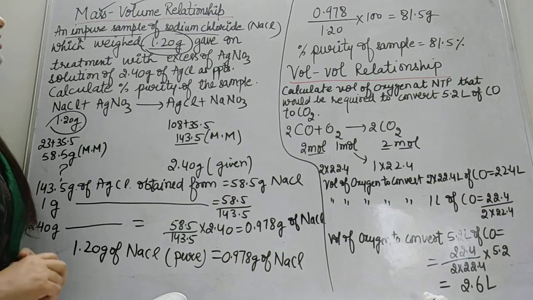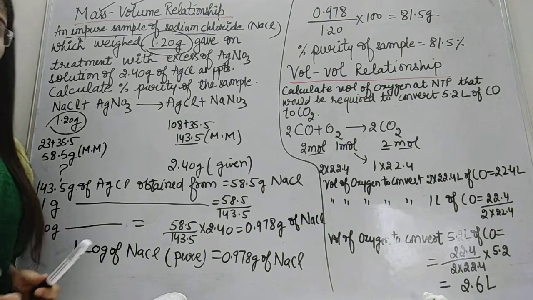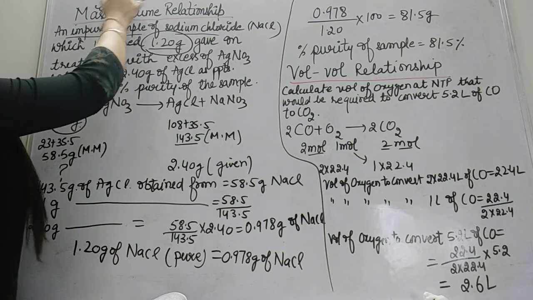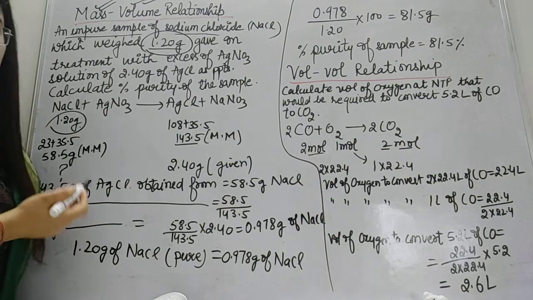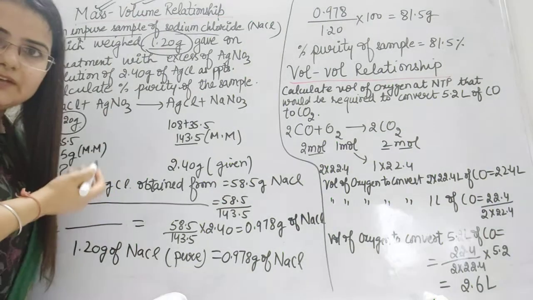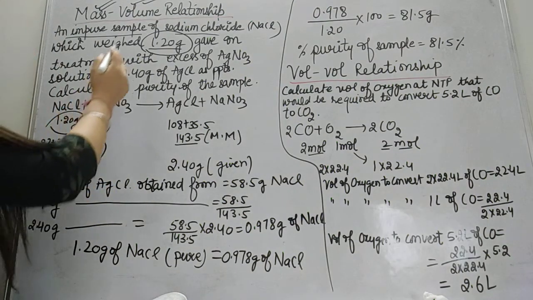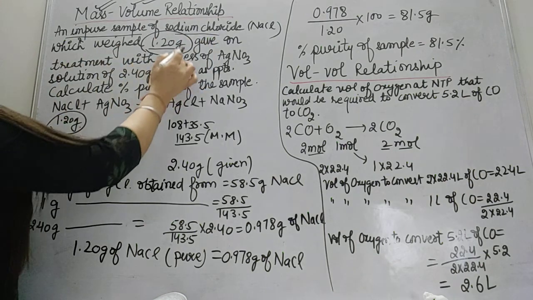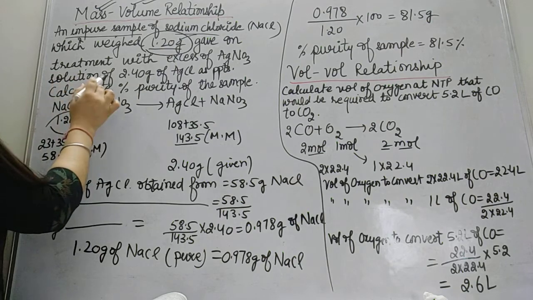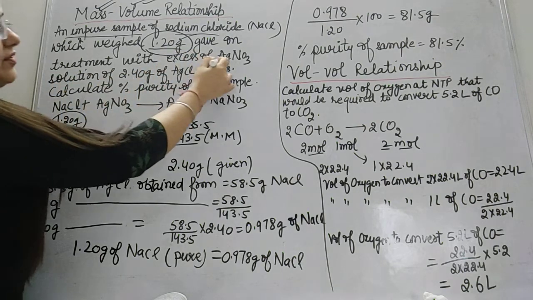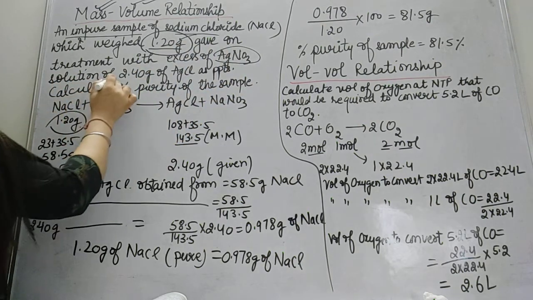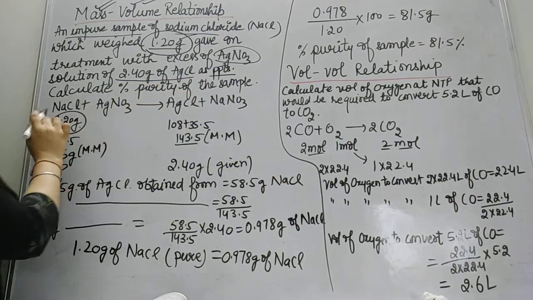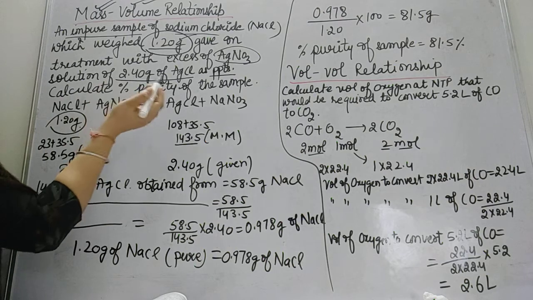Now I am going to discuss with you stoichiometric calculation where we will correlate mass with volume. So look at the first numerical problem which I have written on the board. An impure sample of sodium chloride which weighed 1.20 gram gave, on treatment with excess of silver nitrate solution, 2.40 gram of silver chloride as precipitate. Calculate the percentage purity of the sample.